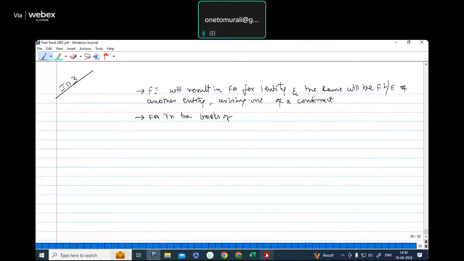The entity's objective is to hold the asset to collect the contractual cash flow, not to sell the asset before maturity. Thus, the instrument would meet hold to collect. Hold to collect is what I have written as HTM, hold to maturity. Correct.